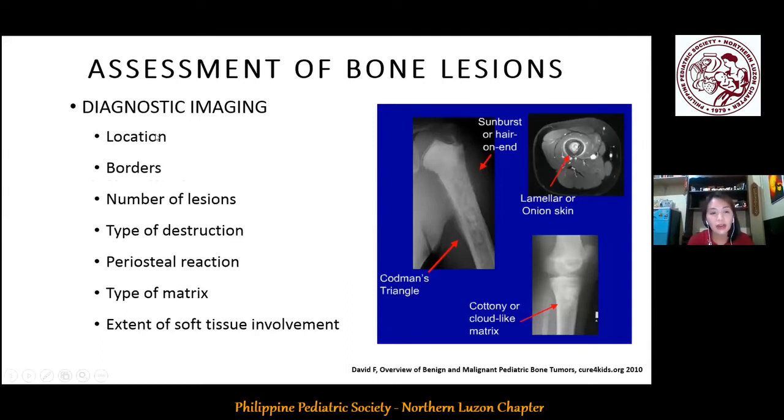So on the radiograph, consider the location, borders of the lesion. Are they well defined? Is there sclerosis around the border? Look at the number of lesions. Does the patient have multiple lesions in different bones? Look at the type of destruction. Is it uniform or moth-eaten? If moth-eaten, it suggests a malignant process. And also, we should consider the presence and absence of a periosteal reaction.